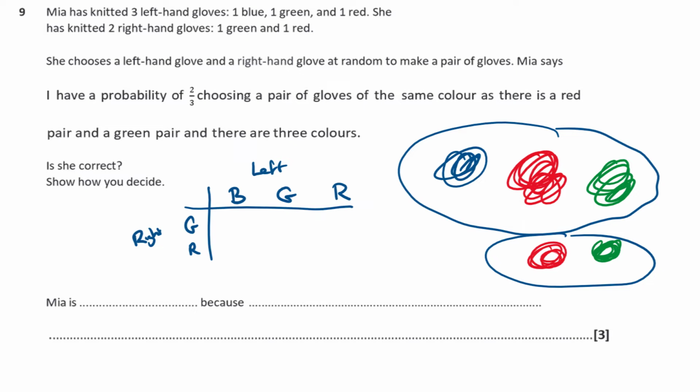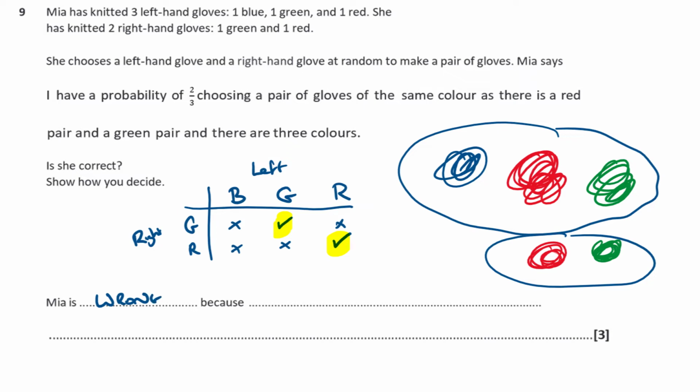Okay, so the first little cell in here, blue left, green right, that's not a pair, is it? So I'm going to put a little cross there. The next one along, I've got a green left, green right, that is a pair. And then I've got a red left, green right, that is not a pair. And in the next row, I've got a blue and a red, nope, that's not a pair. Green and red, nope. And I've got a red and red, that is a pair. Okay, so if you have a look here, then I've got 1, 2, 3, 4, 5, 6 outcomes, of which 2 are a pair. So I'm going to say Mia is wrong.